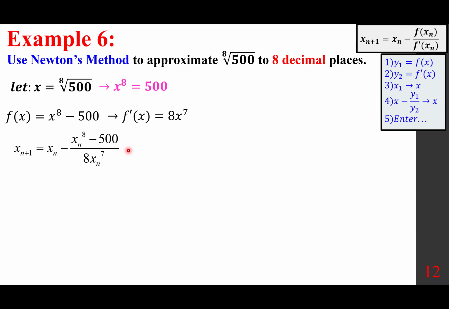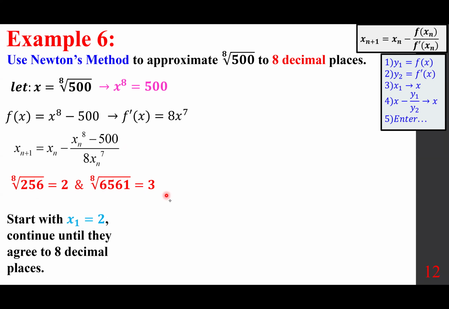First, I have to decide where to start because they didn't give me the starting point. Because 2 to the power of 8 is 256, or 8th root of 256 is 2, and 3 to the power of 8 is 6561, or 8th root of 6561 is 3, I'm going to start with either 2 or 3 or somewhere in between. You can use 2, you can use 3, you can use 2.5, makes no difference whatsoever. I'm going to start with 2. So I'm going to use this and come up with x sub 2 because I have decided to go with 2 for x sub 1.